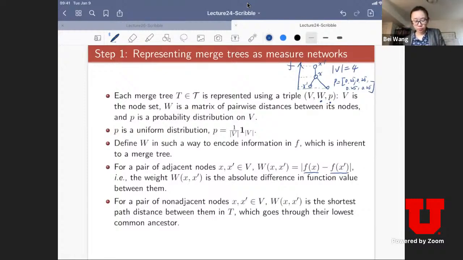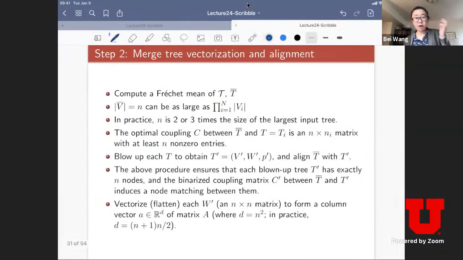Then what we can do is to say, now I need to vectorize it. So before vectorizing, I need to make sure all those trees can be mapped to the same vector of the same size, and then there's correspondences. And this is exactly where the GW framework comes in.